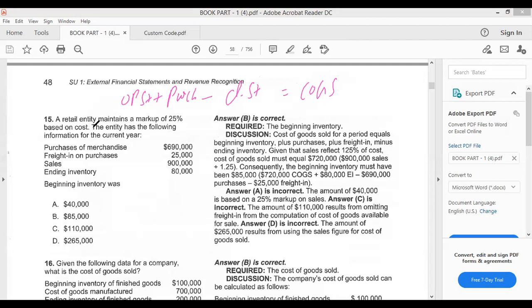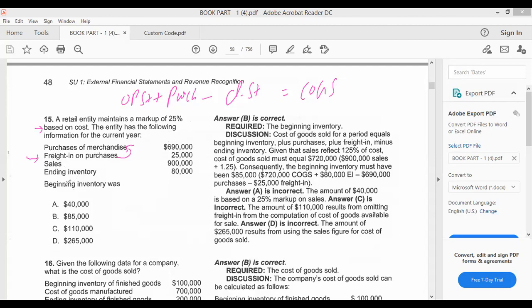A retail entity maintains a markup of 25% based on cost. The entity has the following information for the current year. Purchase of merchandise $690,000, freight in on purchases $25,000. When you read this information, immediately it should come to your mind that this is the direct cost related to the purchases. So when you make the calculation for cost of sales, you will add this freight in to the purchase amount.